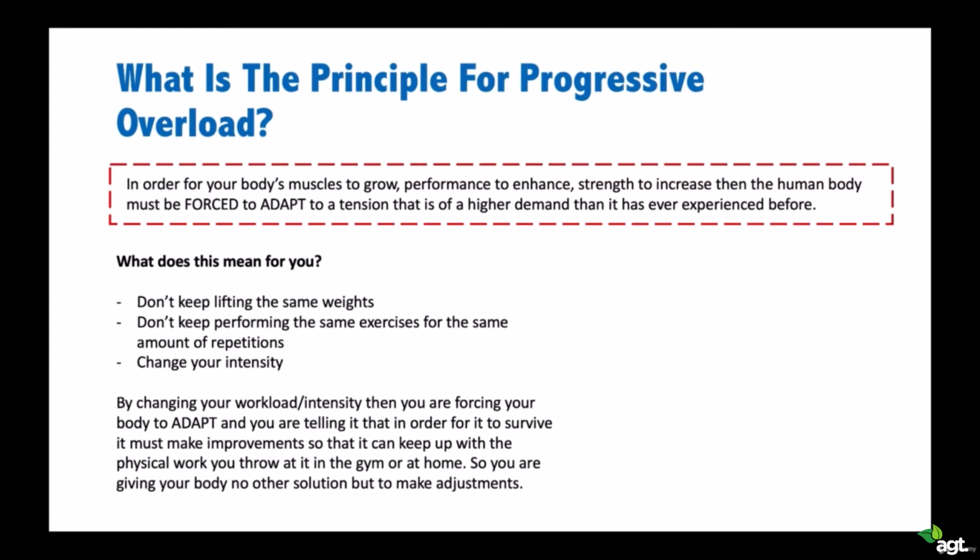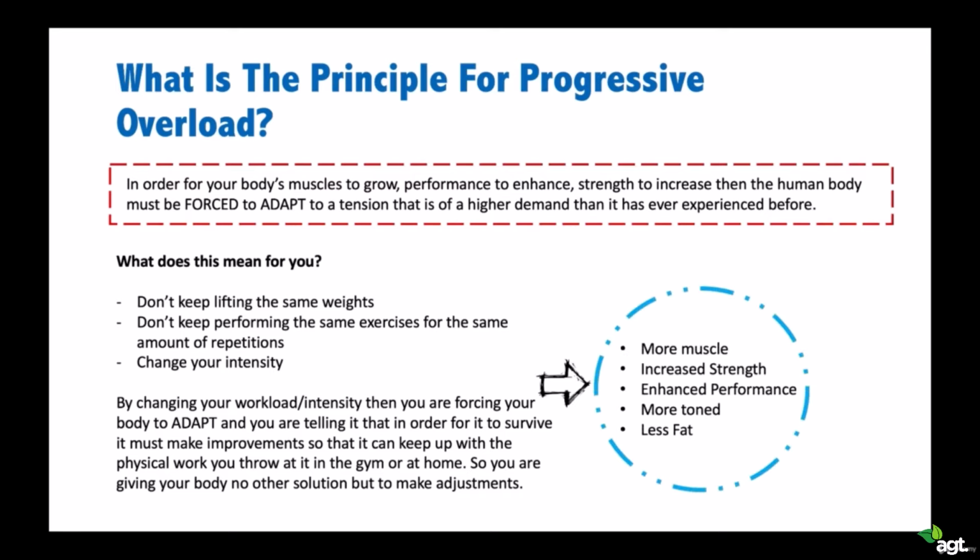And these changes and improvements and adaptations, if that's what you want to call it, they'll come in the form of more muscle, increased strength, getting more toned, losing fat quickly, or enhanced performance. Whatever your goals may be, that's what progressive overload will create for you. That's what the adjustments will create for you. They'll create these 5 bullet points that I've got here, depending on, like I said, what your goals are.